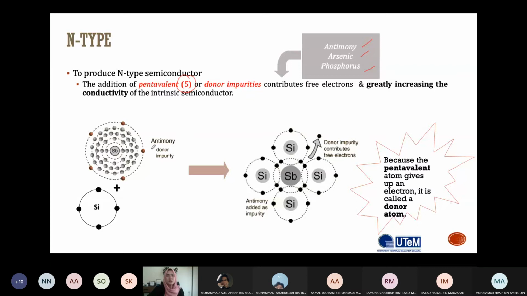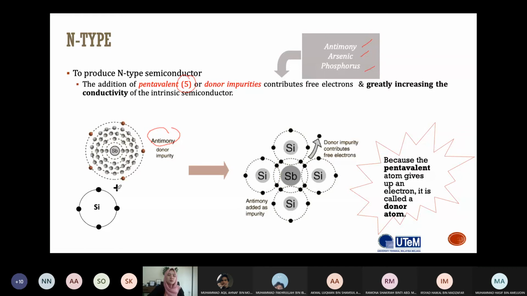Over here, this example shows you the doping process of silicon. This is silicon, an intrinsic semiconductor. You dope it with antimony. This is antimony, Sb is antimony. So you dope the silicon with the antimony, and you will get this structure.